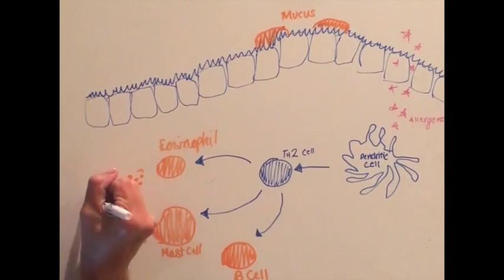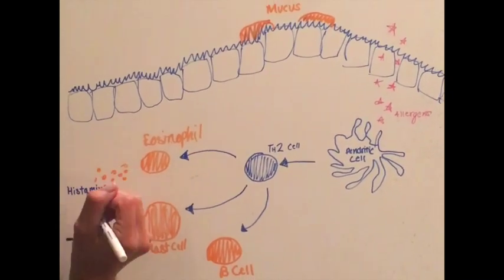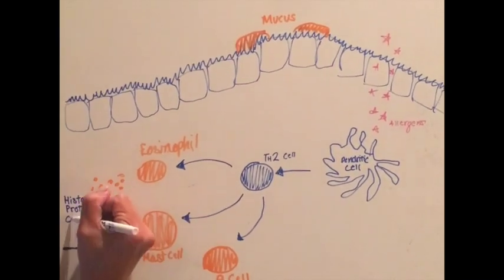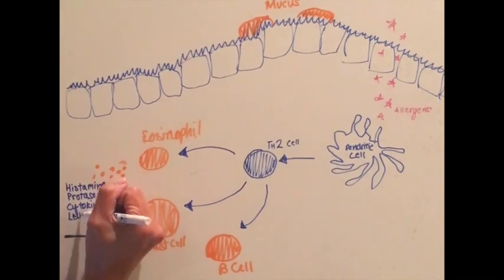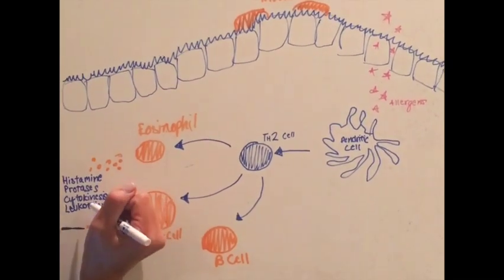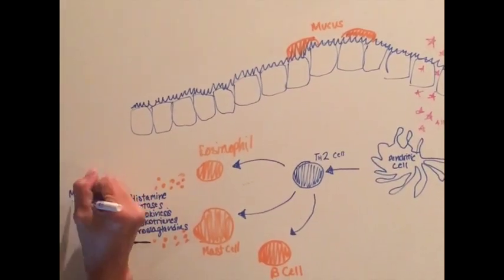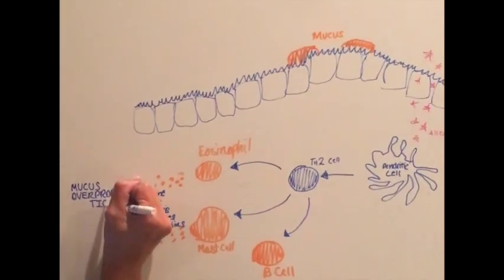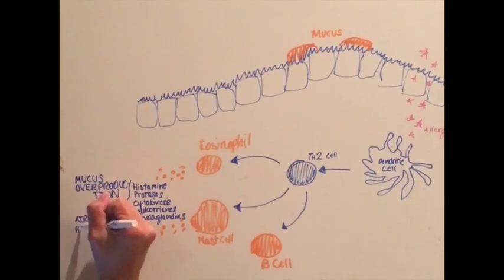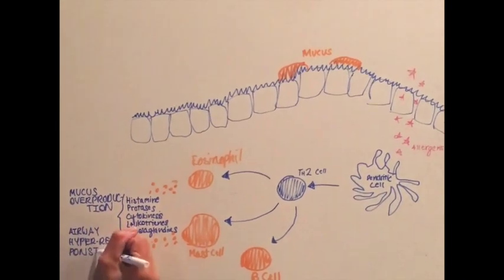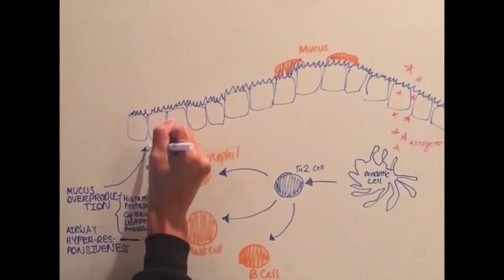These cells then all use their signaling molecules and result in the production of histamine, protease, cytokines, and other molecules, which ultimately result in mucus overproduction and airway hyperresponsiveness.